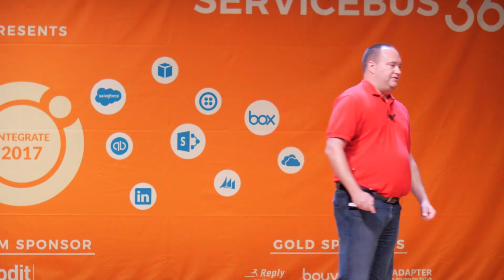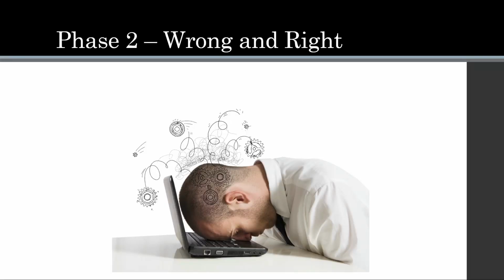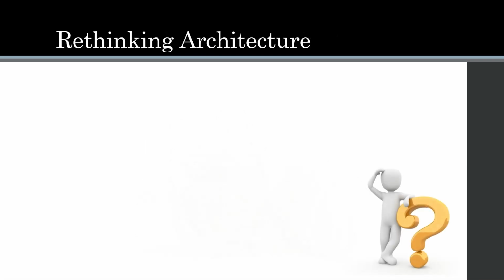So that moves us into phase 2, what we did wrong and right. So the first thing we realized when working with logic apps is we kind of have to rethink our approach to architecture. And what do I mean by that? Well, now we have to make design decisions around the rules of our serverless platform.